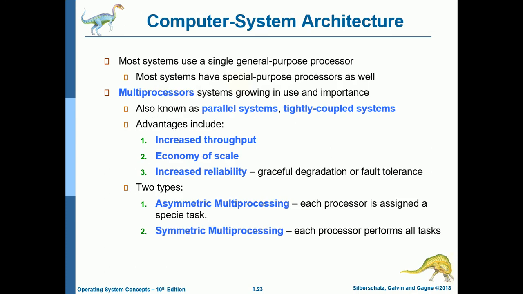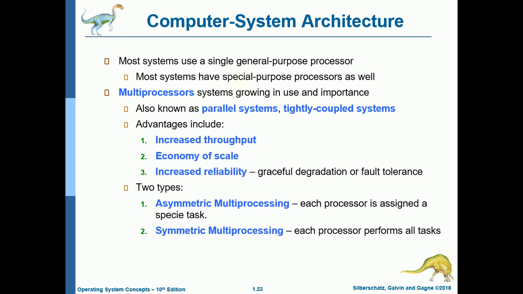Next, we have computer system architecture. Most systems use a single general-purpose processor, meaning in your computer system, you only have one physical processor. Typical computers are physically a single processor. General-purpose processors are considered the processors of the computer because they can perform many tasks. But most systems have special-purpose processors as well, such as for the microwave oven, the automobile, the digital clock, and the game console. These are called special-purpose processors.